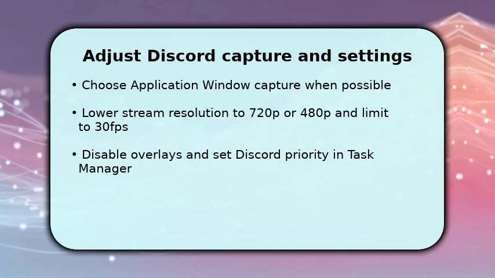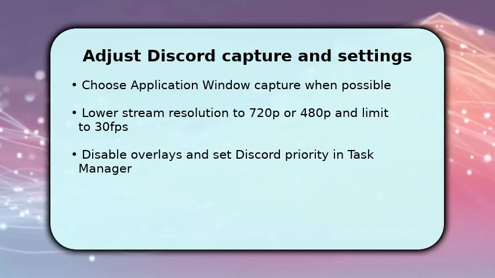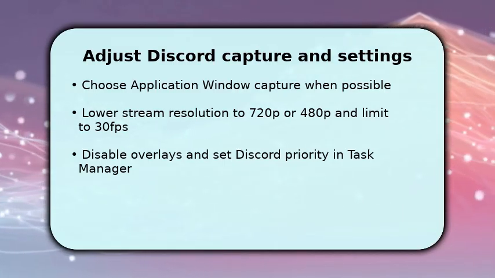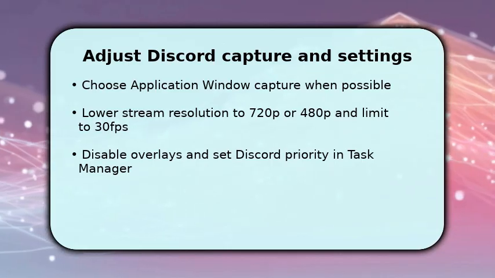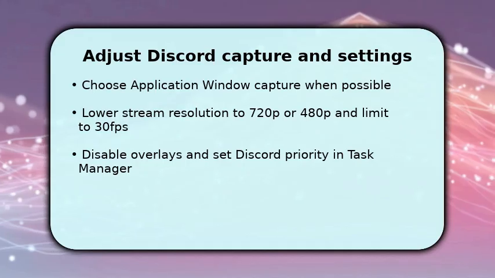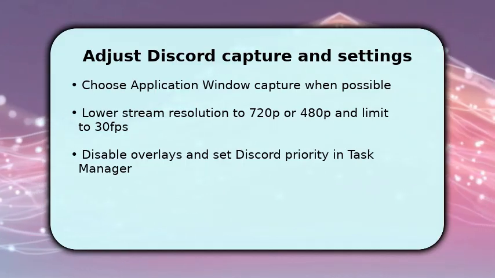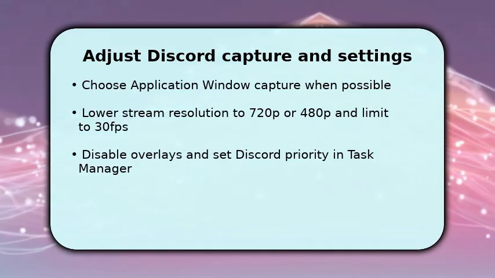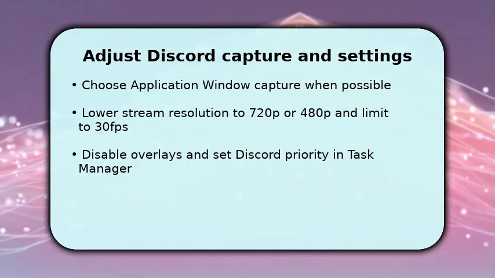Then, lower your shared resolution to 720p or 480p and cap at 30 frames per second. You'll preserve smooth motion with far less bandwidth. Also, disable in-game or browser overlays and set Discord to a higher priority in Task Manager.